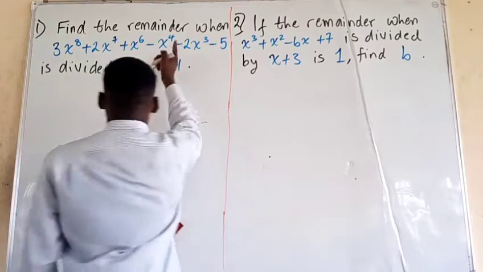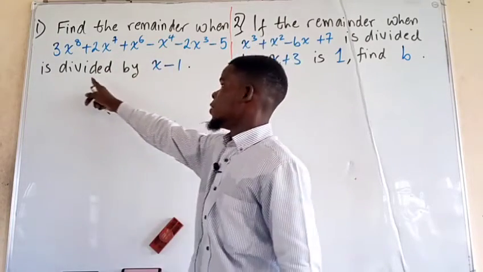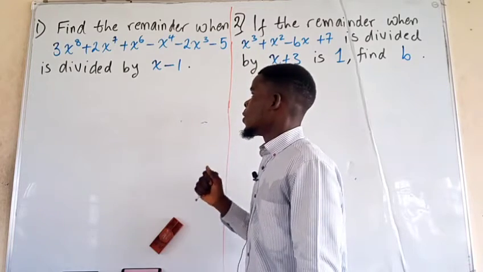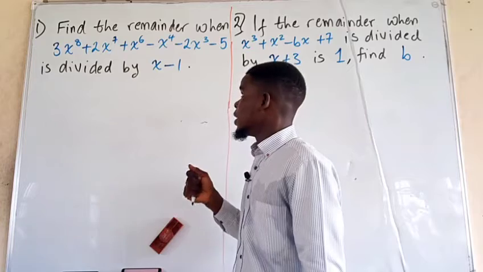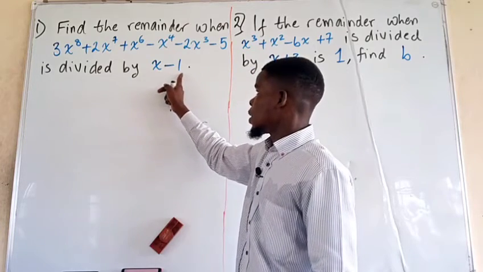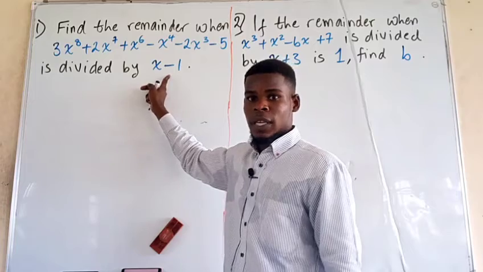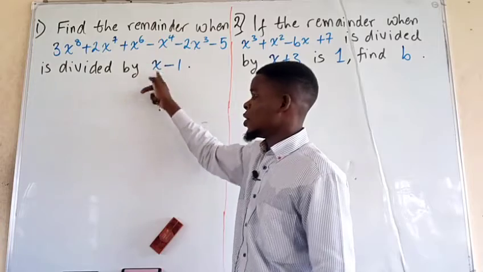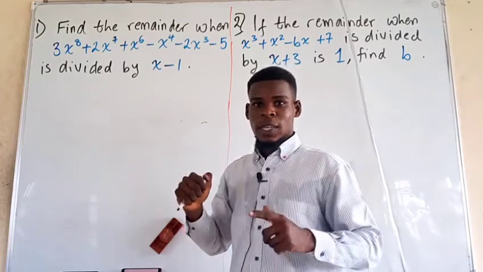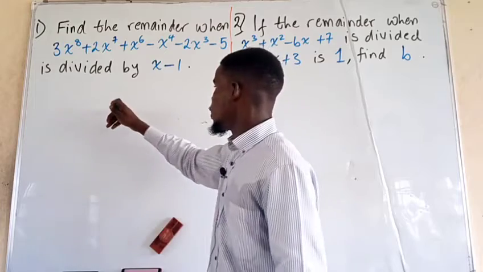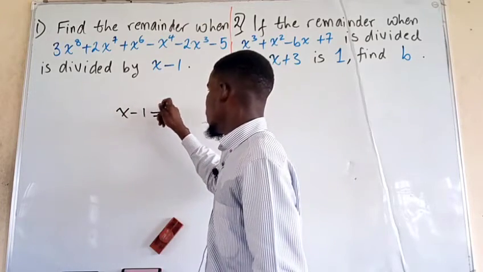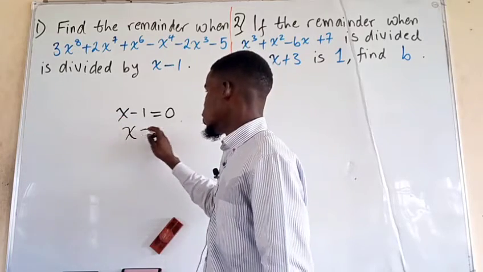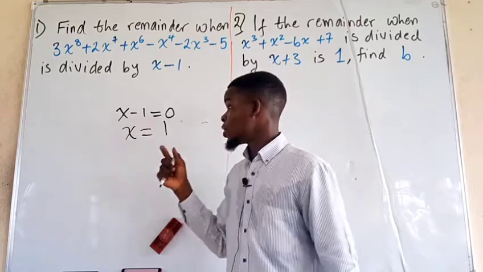We have to find the remainder when this polynomial here is divided by x minus 1. First, when we are given this divisor, maybe it is not a factor of this polynomial, but the idea is to equate it to 0. So if you equate x minus 1 to 0 and solve for x, what is the value of x that satisfies this equation? x is equal to 1. You add 1 to both sides.